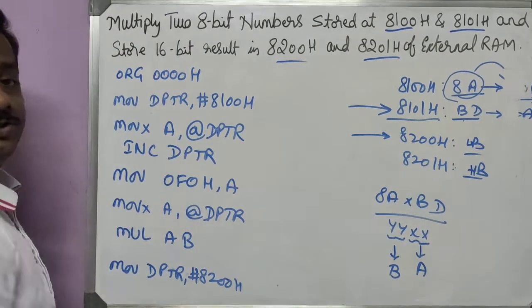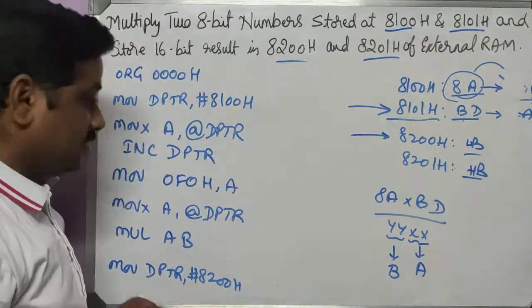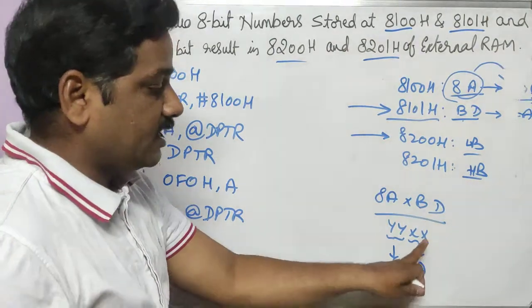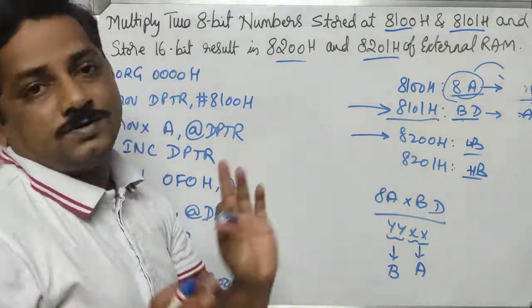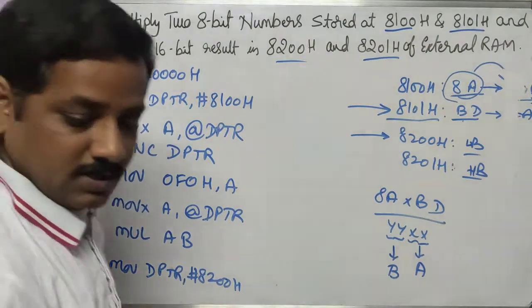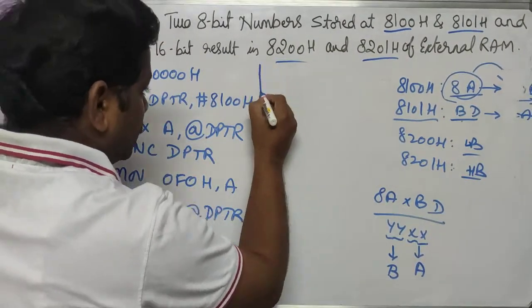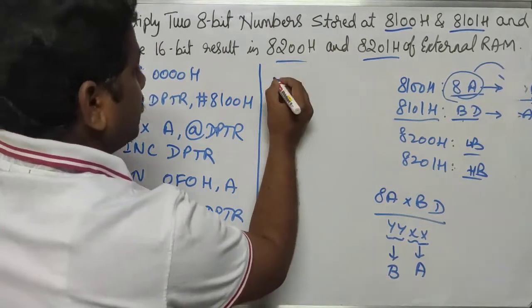Now dptr is pointing towards this, and the lower byte I should put over there, and I know that the accumulator is carrying the lower byte. Just put it into that address. So how to do that? Let me continue it here.